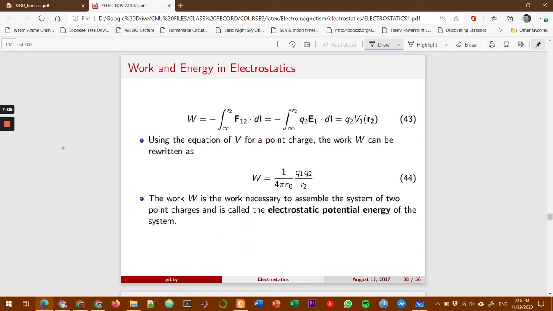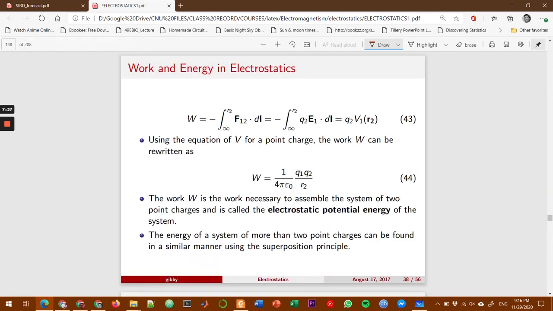So the work W is the work necessary to assemble the system of 2-point charges. And that is what we call the electrostatic potential energy of the system. Okay? So the energy needed para ma-assemble na siya or ma-combine. So it's like forming an atom or forming a molecule. So the work needed, or simply put, electrostatic potential energy, or energy in short, is the energy para ma-form nimo nga entity, let's say an atom or a molecule maybe.